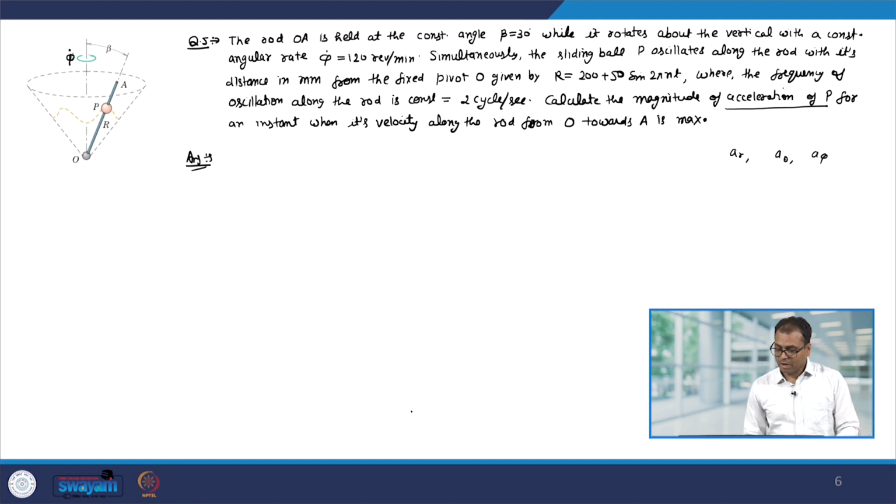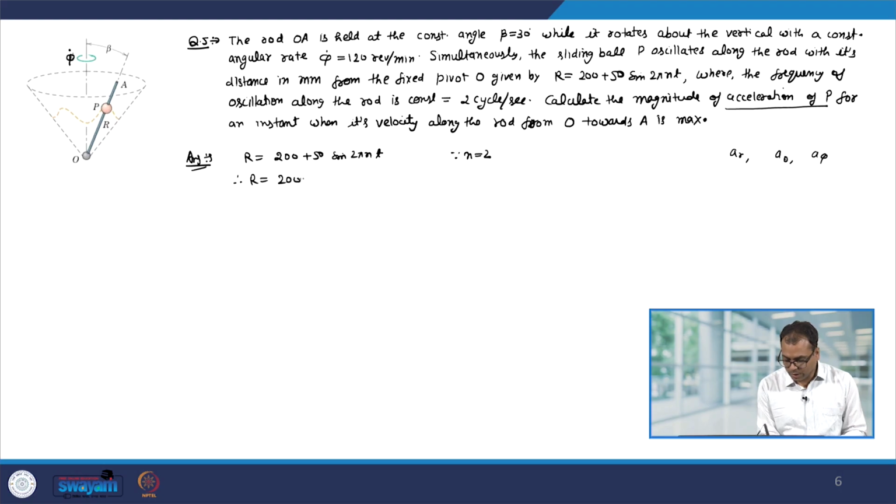In the question we have been given that r is equal to 200 plus 50 sin 2 pi nt and n is equal to 2. Therefore, r becomes 200 plus 50 sin 4 pi t, and therefore, r dot becomes 200 pi cos 4 pi t and r double dot is minus 800 pi square sin 4 pi t.